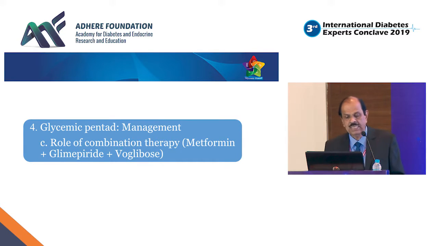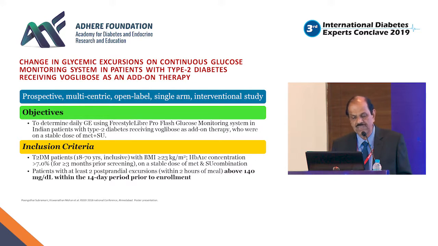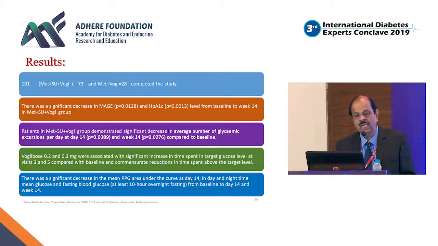So this is again a study which looked at a combination of 3 drugs. These were patients between 18 and 70 years with hemoglobin A1C more than 7% for a period of 3 months prior to screening, and patients with at least 2 prandial excursions of blood sugar more than 140 over a period of 14 days were included. There were 101 patients, of whom 73 were on the triple drug combination of metformin, sulfonylurea with voglibose, and 28 were on metformin and voglibose alone.